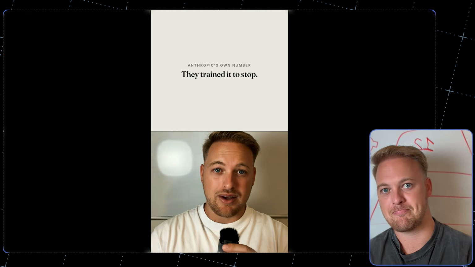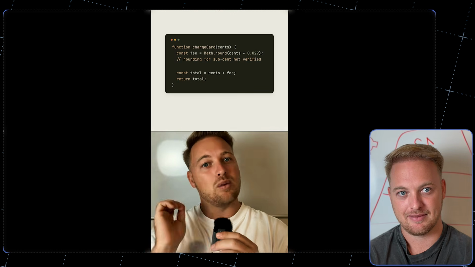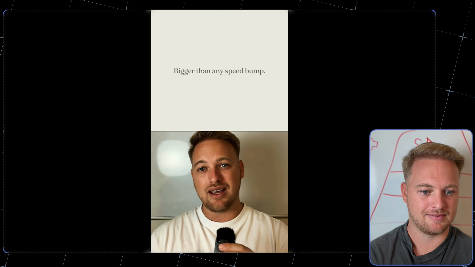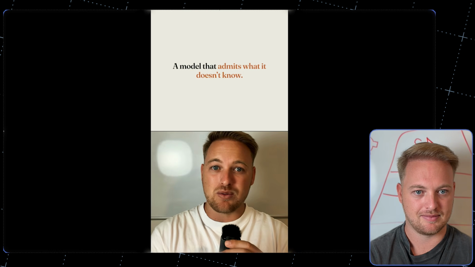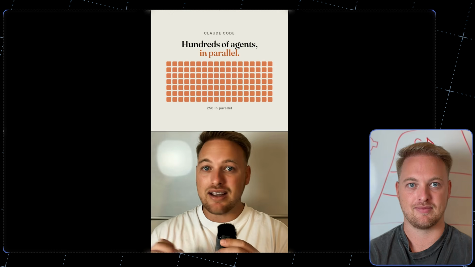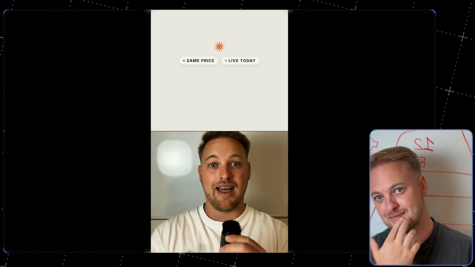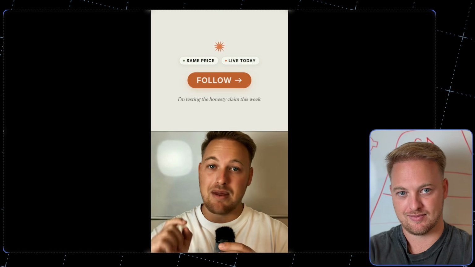And according to their own number, it's about 4 times less likely to let a flaw in its code slip by without flagging. It tells you when it's unsure instead of faking. For anyone actually building with AI, it's bigger than any speed bump. A model that admits what it doesn't know is one you can actually trust to work on its own. And it does now. Claude Code can run hundreds of agents in parallel and migrate entire code bases, hundreds of thousands of lines start to finish, checking its own work before it checks back. Same price, live today. Follow if you're interested in AI. I'm testing the honesty claim this week.